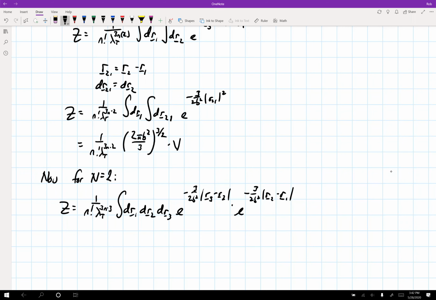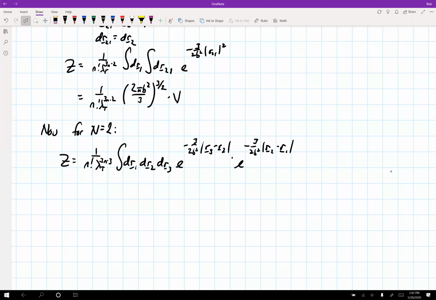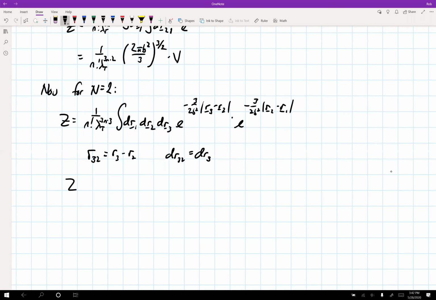And so again, we play the same kind of game where we can do a change of variables, and it's always going to be easiest to see this if you start from one of the chain ends. So I'll start at the high index end. So we'll do R32, R3 minus R2, dr32 equals dr3. And so then that lets us rewrite this as 1 over factorial.